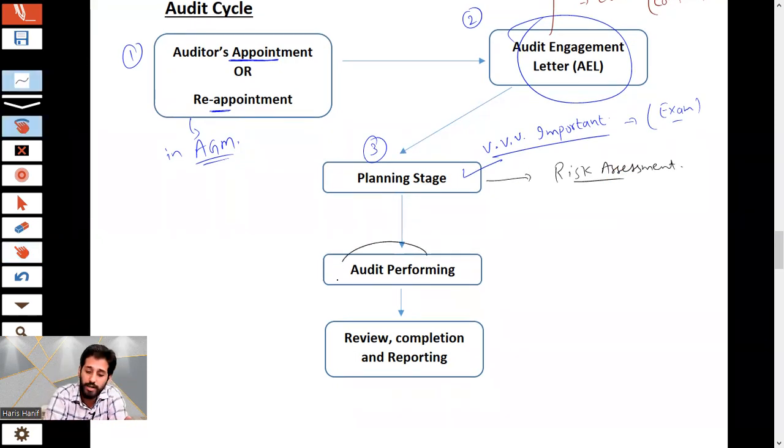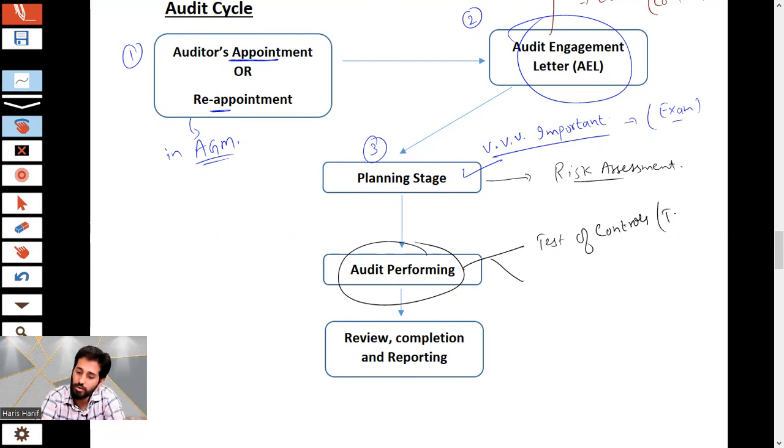And then the audit is being performed, which includes test of controls. I'm sure you know the test of controls and the substantive. Test of controls, that is TOC, and that is substantive. Substantive means test of financial statements in detailed manner.